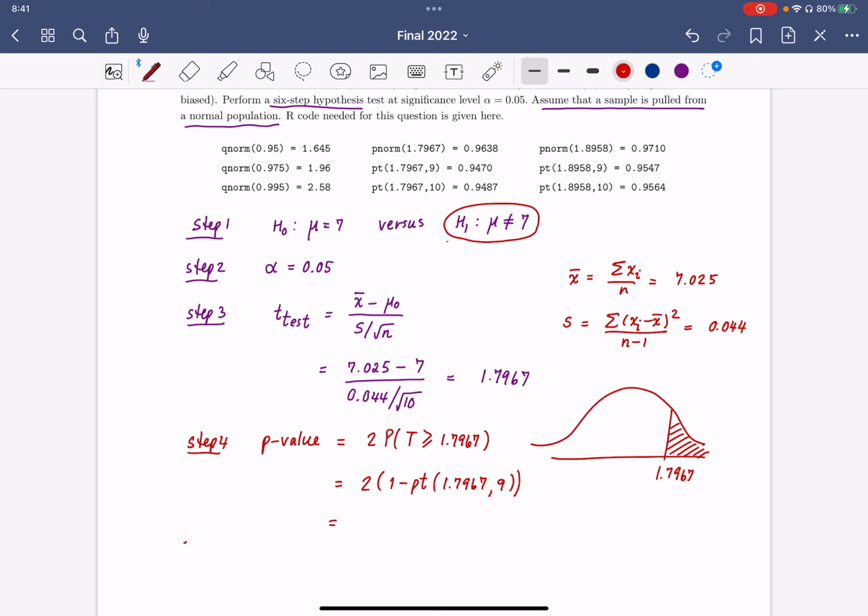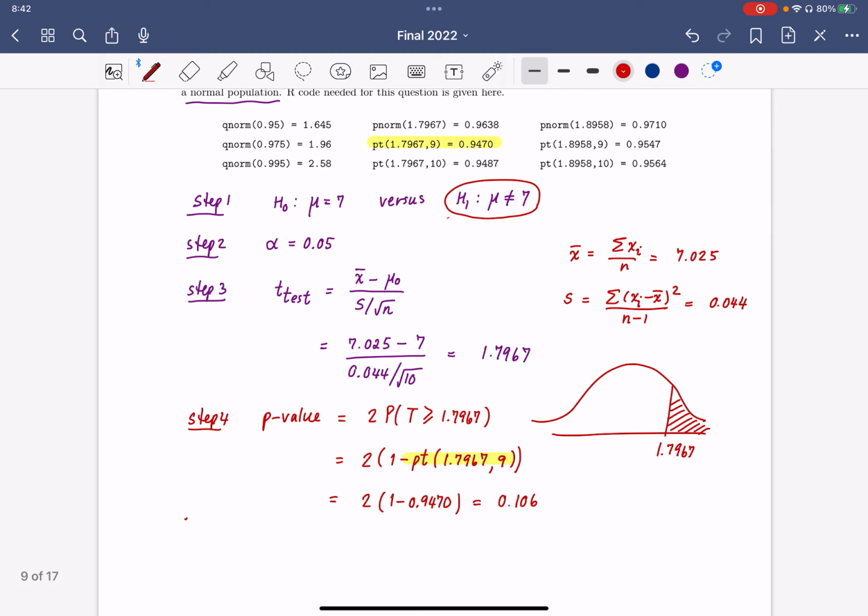Next, you have 2 times 1 minus 0.9470. This number is here. And then we have this number, which is approximately 0.106, because when you subtract and then multiply by 2, you get this number.